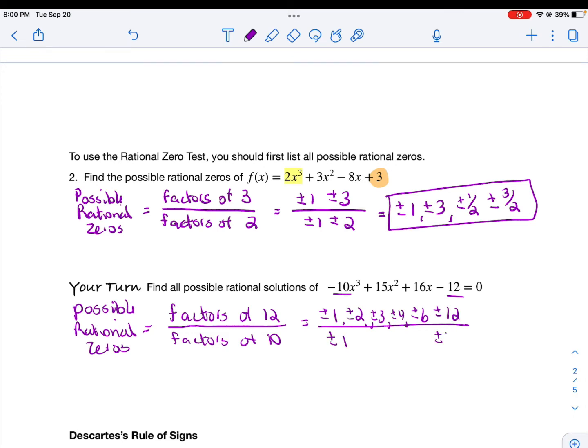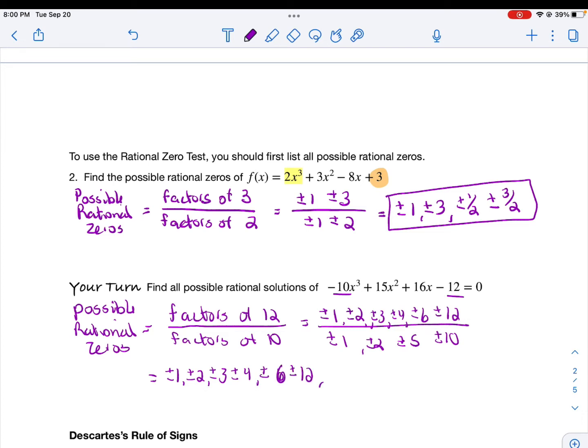And factors of 10 are 1 and 10, and 2 and 5. So I have quite a bit of possibilities. Now I can't leave it like this. I've got to list all my possibilities. So dividing all the numerator terms by 1, plus or minus 1, I get plus or minus 1, plus or minus 2, plus or minus 3, plus or minus 4, plus or minus 6, and plus or minus 12.